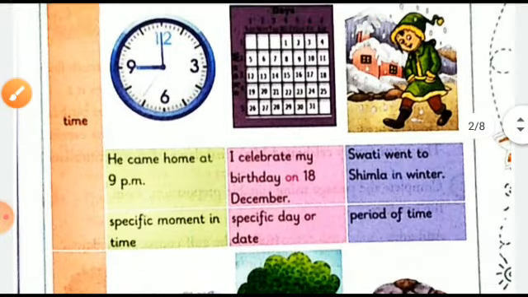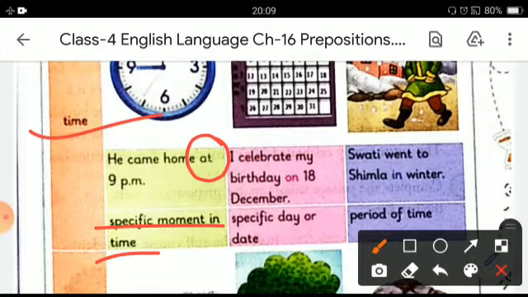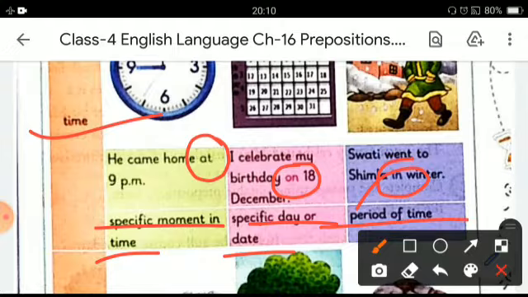In the sentence, according to the preposition of time, he came home at 9 p.m. Here the preposition at is denoting a specific moment in time. In the second sentence, I celebrate my birthday on 18th December. Preposition on is telling us about a specific day or a date. In the third sentence, Swati went to Shimla in winter. So in this sentence, preposition in is telling us about a period of time.